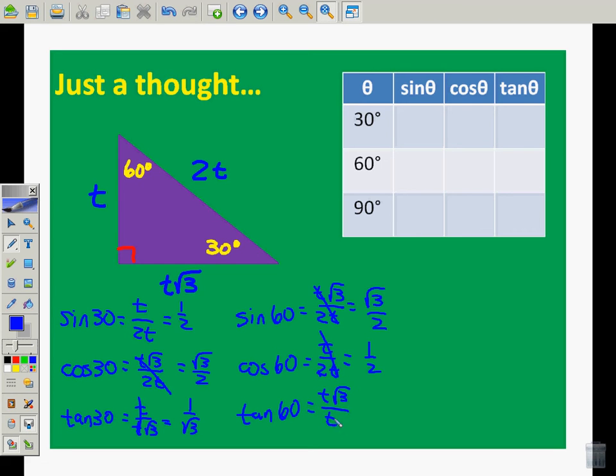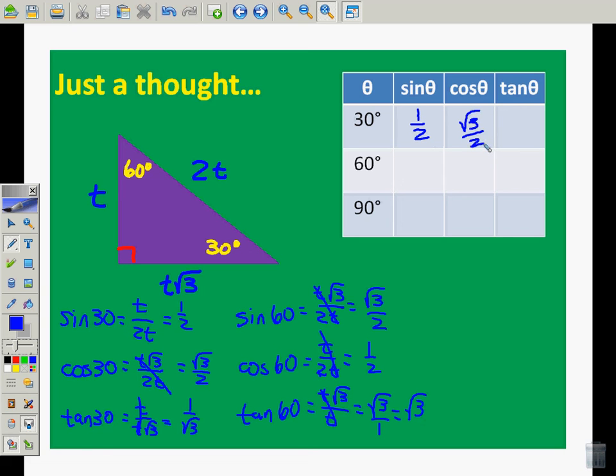Okay, guys, so do you see what's happening here? Do you see what just happened there? So if I'm going to take the sine of 30, I'm going to get 1/2. If I take the cosine of 30, I'm getting square root of 3 over 2. It's a good idea for you to copy this chart down. If I'm doing the tangent of 30, I'm getting 1 over the square root of 3.